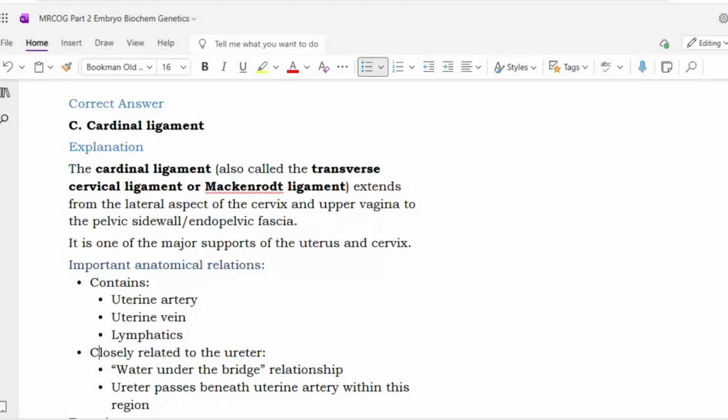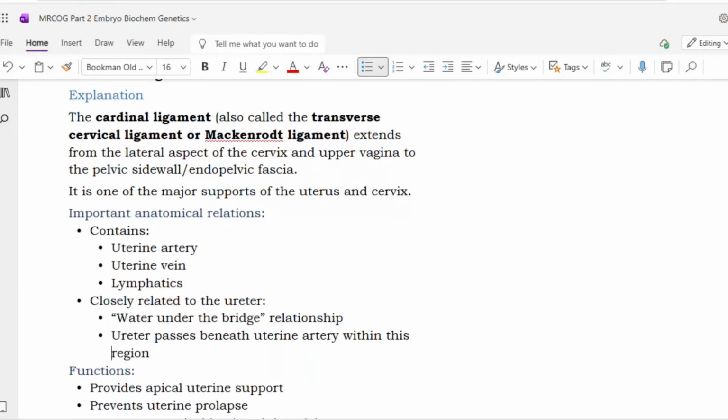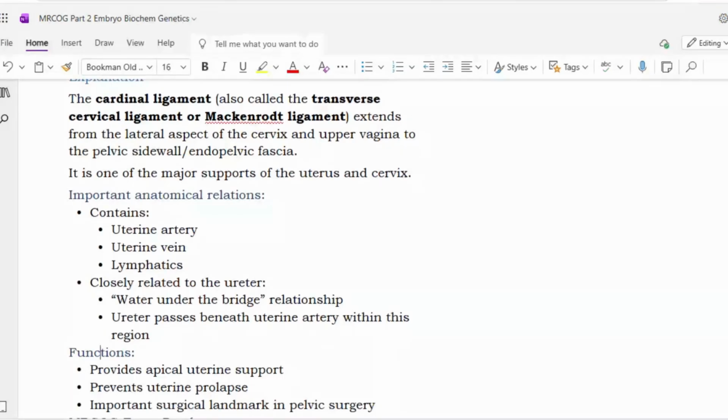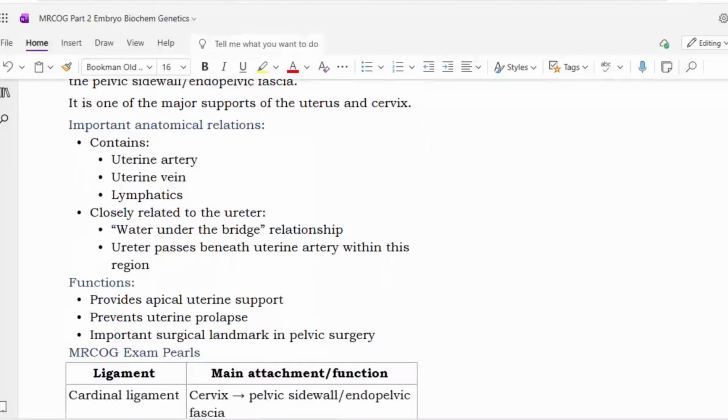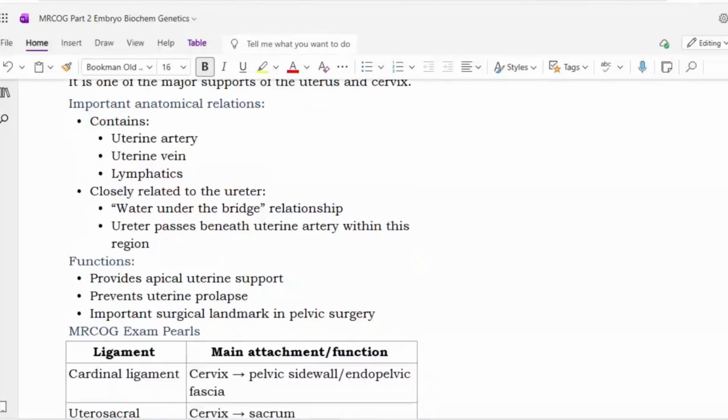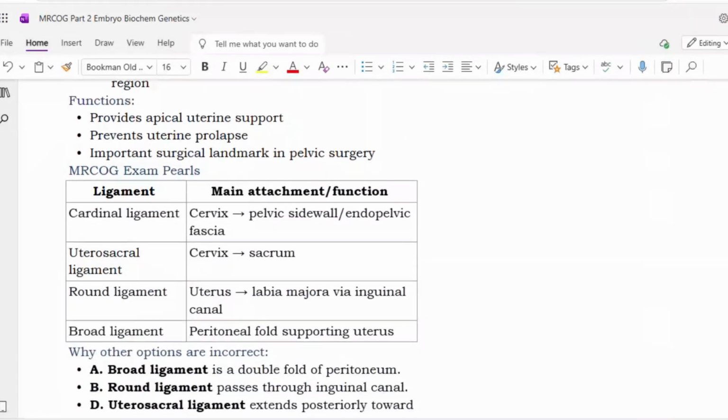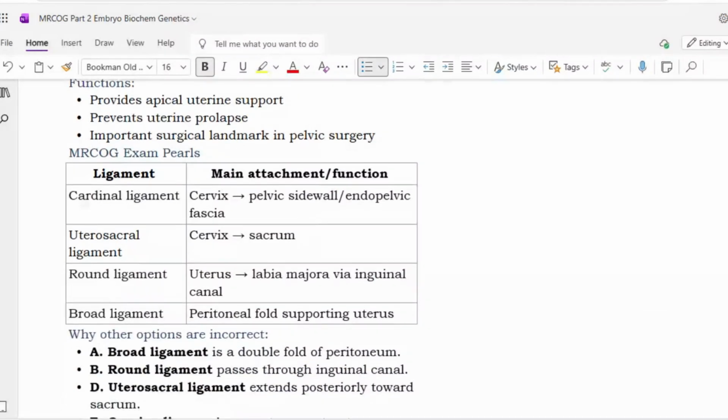Important anatomical correlations: it contains the uterine artery, uterine vein, lymphatics. Closely related to the ureter, water under the bridge relationship is there. Ureter passes beneath the uterine artery within this region. Functions: provides apical uterine support, prevents uterine prolapse, important surgical landmark in pelvic surgery. So cardinal ligament will attach cervix to the pelvic side wall or the endopelvic fascia.